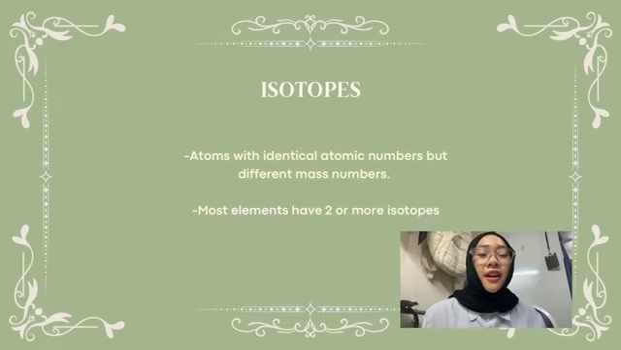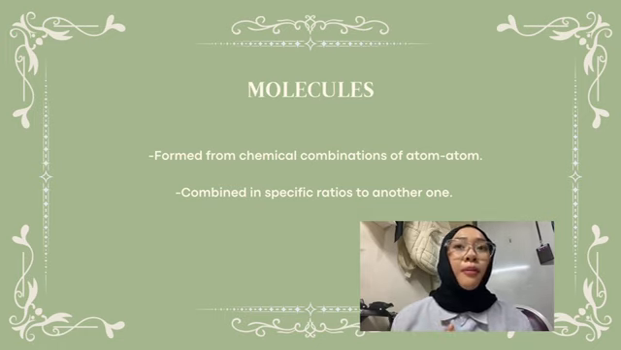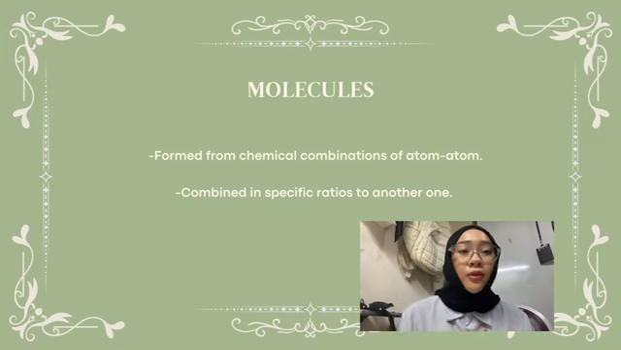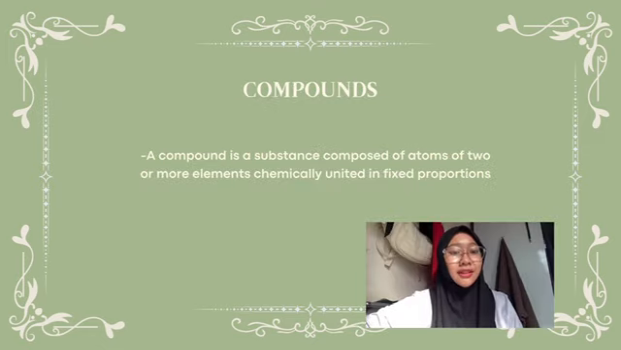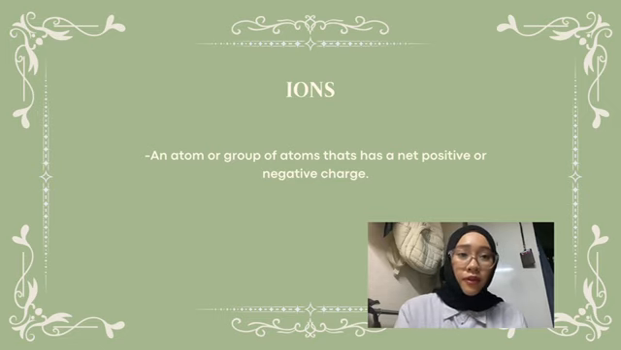Next, isotopes. Isotopes are atoms with identical atomic numbers but different mass numbers. Most elements have 2 or more isotopes. Then molecules. Molecules form from chemical combinations of atoms. They are combined in specific ratios to one another. Compound. A compound is a substance composed of atoms of 2 or more elements chemically united in fixed proportion. The last one is ions. An ion is an atom or group of atoms that has a net positive or negative charge.